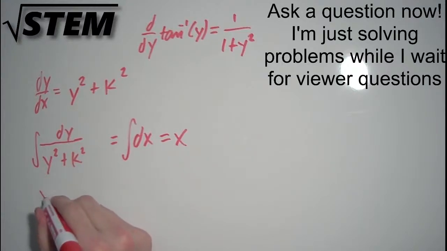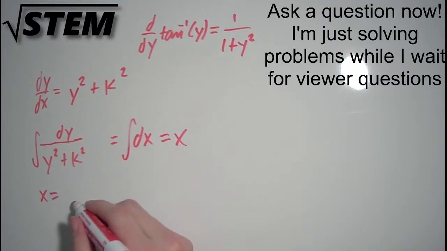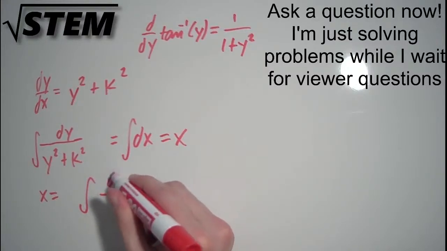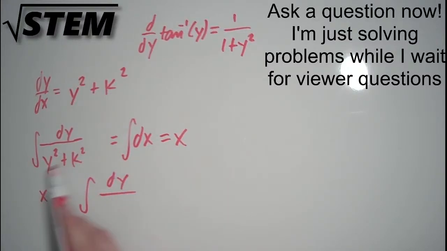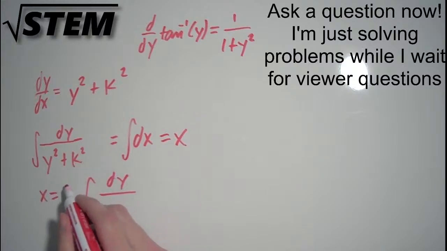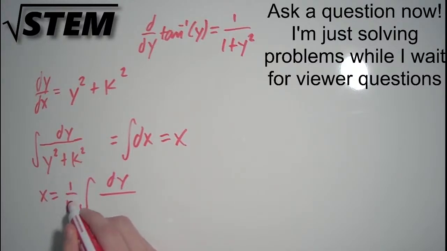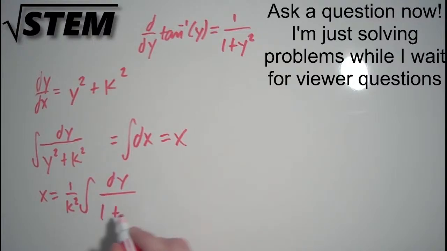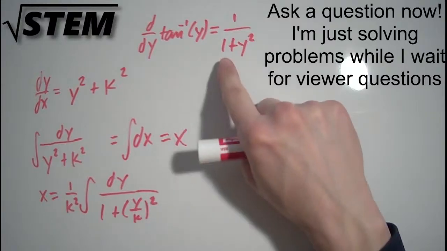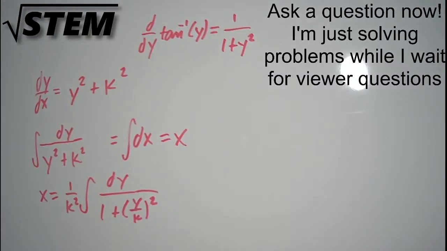So let's say x equals the integral dy. Let's factor out a k squared from the bottom. So we'll have 1 over k squared here in front. We'll have 1 plus y over k, but squared. And now it should just be a simple matter of one u substitution to do this integration.